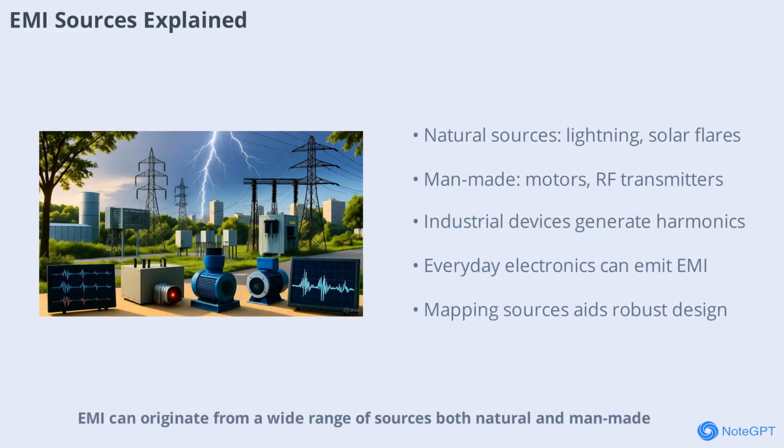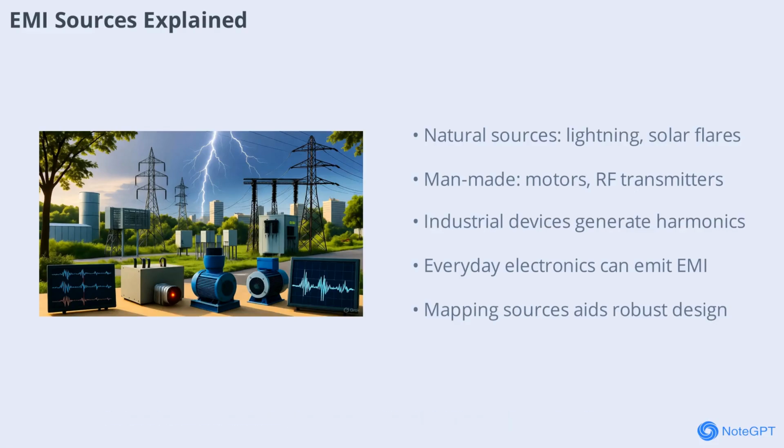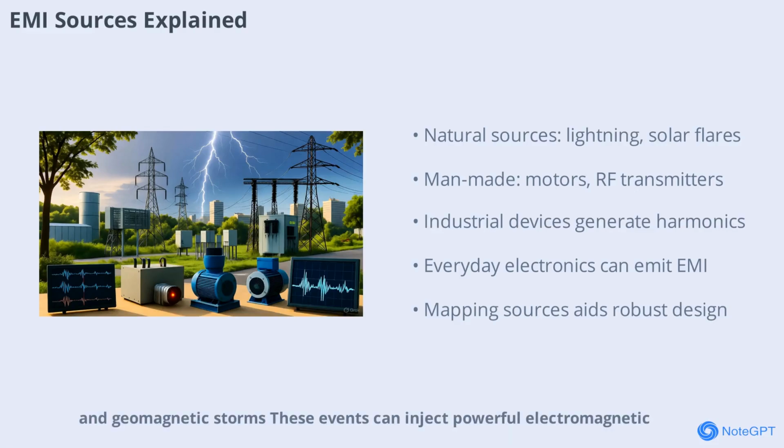EMI can originate from a wide range of sources, both natural and man-made. Natural sources include phenomena like lightning strikes, solar flares, and geomagnetic storms. These events can inject powerful electromagnetic pulses into power lines and communication cables, sometimes overwhelming protective devices. However, in most engineered environments, man-made sources are the main concern.